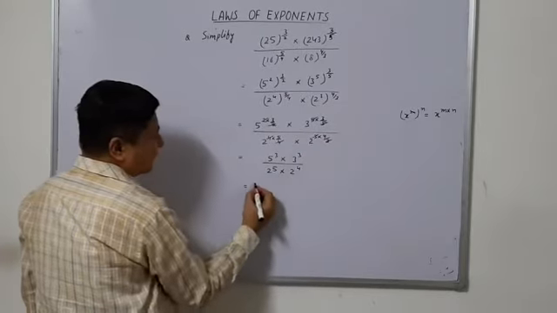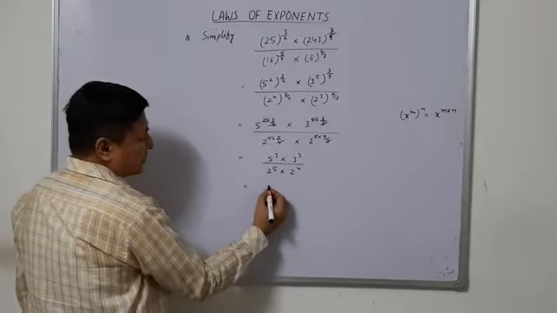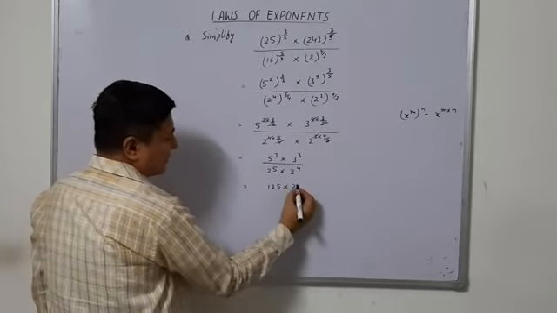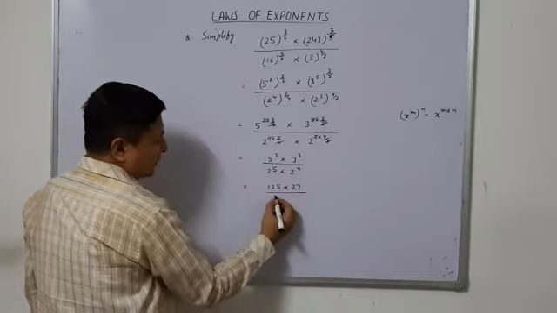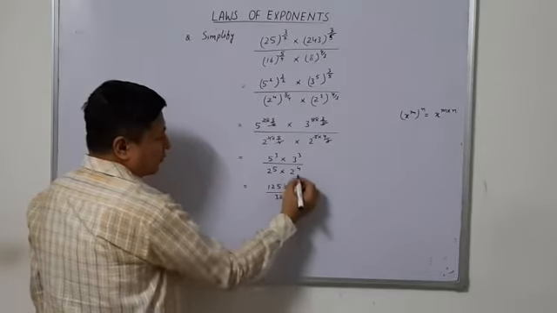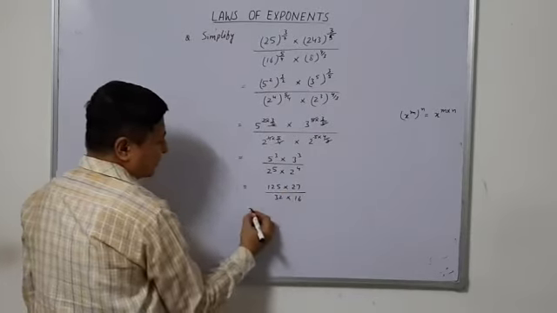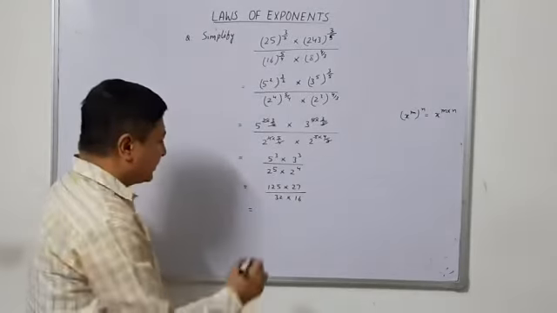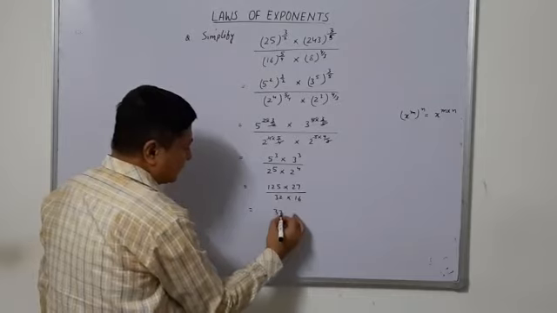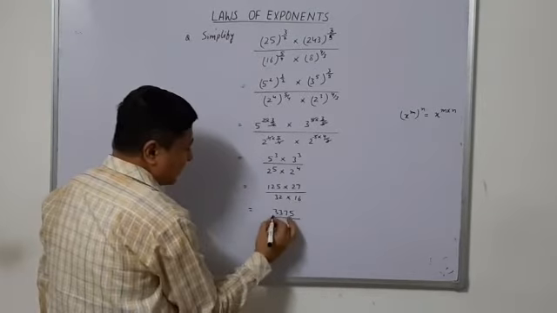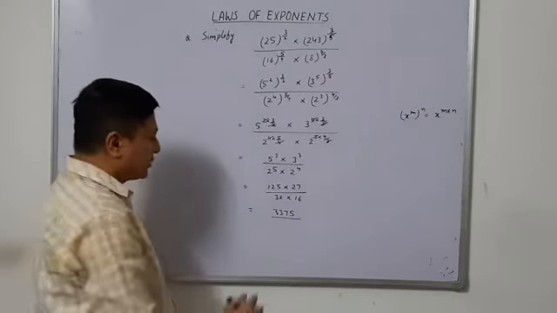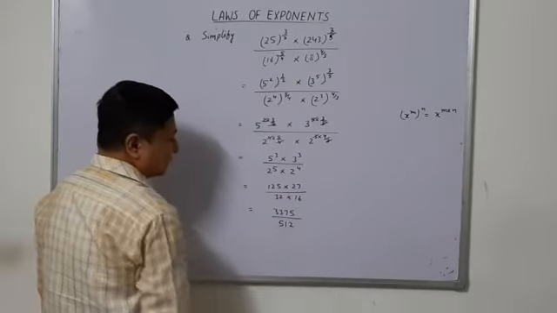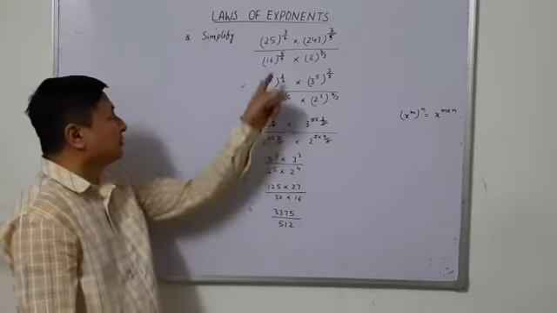Now let us solve this. 5 raised to 3 is 125. 3 raised to 3 is 27, 2 raised to 5 is 32 and 2 raised to 4 is 16. So when we multiply 125 into 27, that will make it 3375, and 32 into 16 is 512. This is the simplification of this.